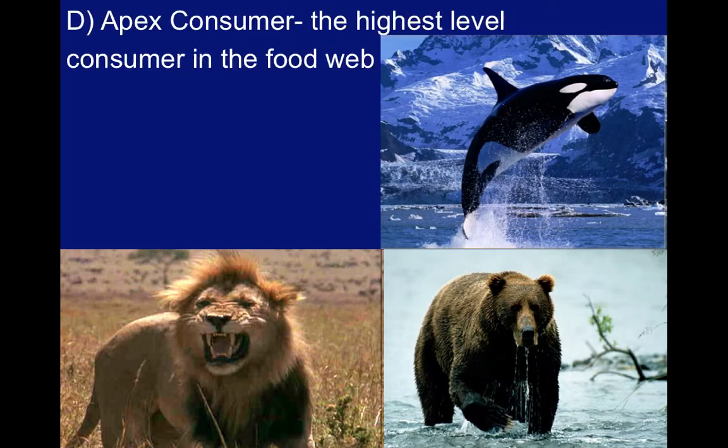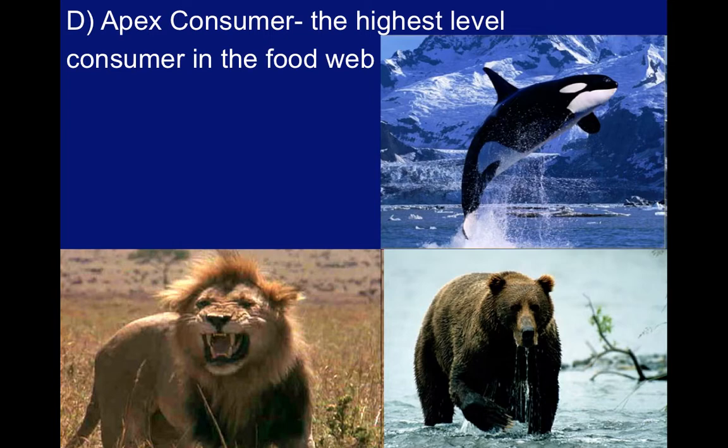Okay, so then some of the coolest animals are what we would call an apex consumer, which would be the highest level consumer in the food web. And here are some apex consumers that are really famous, like lions, grizzly bears, killer whales. As long as they're full grown and healthy, there's really not anything that can mess with them.